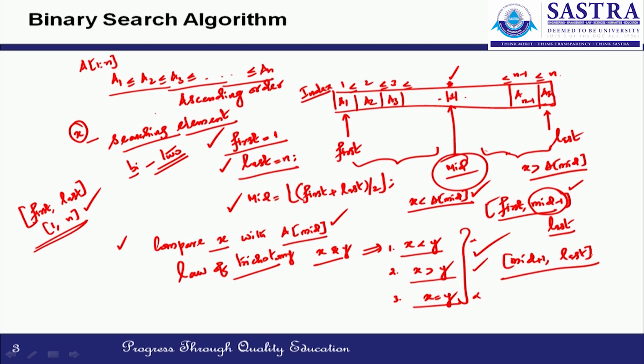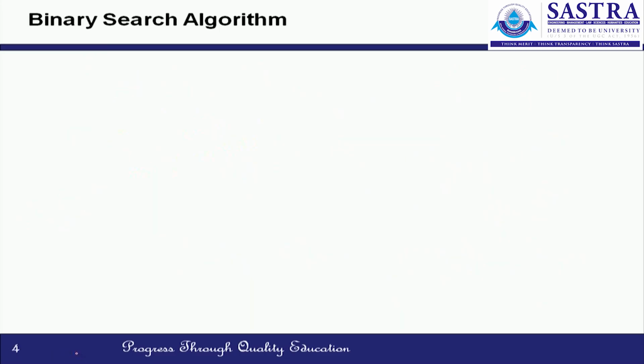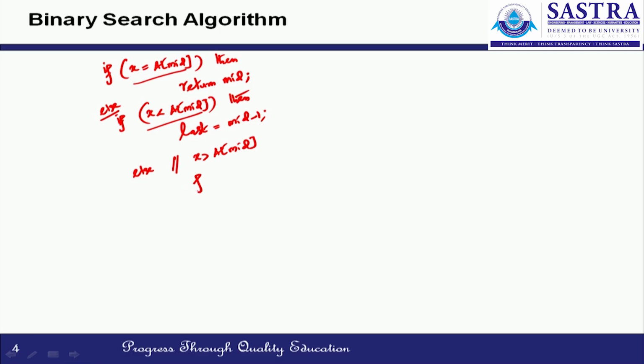Since x is not equal to A of mid and x is greater than A of mid, there is a chance of finding x in the range mid plus 1 to last. Here we are updating the variable first. First is updated to mid plus 1. So, else first is equal to mid plus 1. This is the control logic of a binary search algorithm.